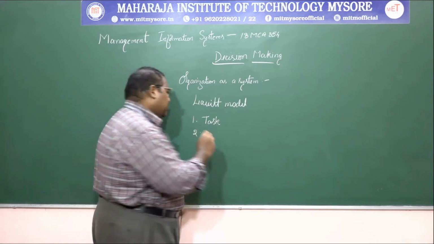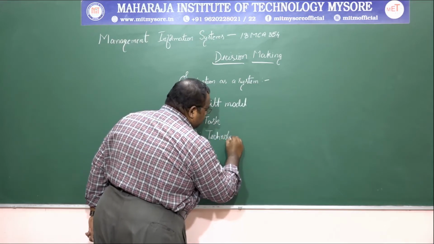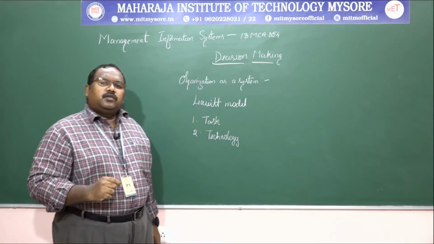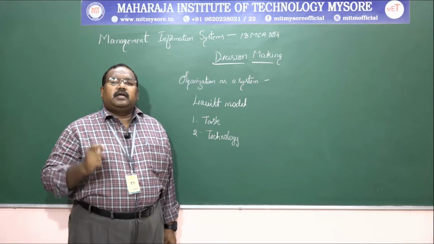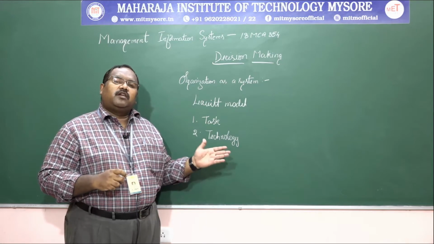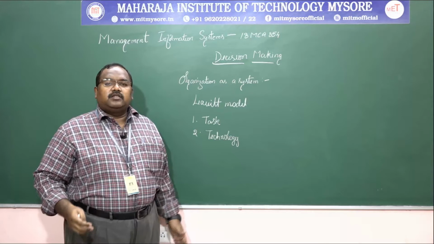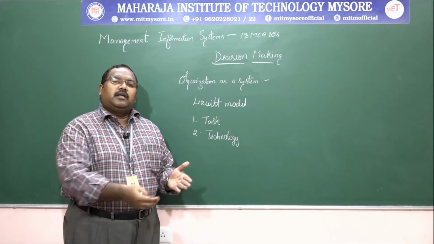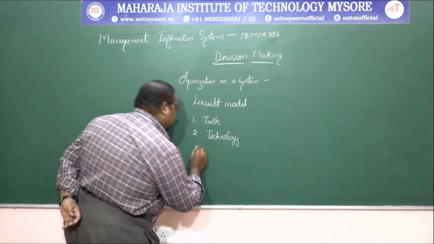Second is technology. Greater importance has to be given to technology, because we need to consider advanced technology. If we use old conventional methods, we are not able to cope with the current trends and techniques. If we use the latest technology, we are able to advance ourselves and production can also be improved. And the third one is the structure.